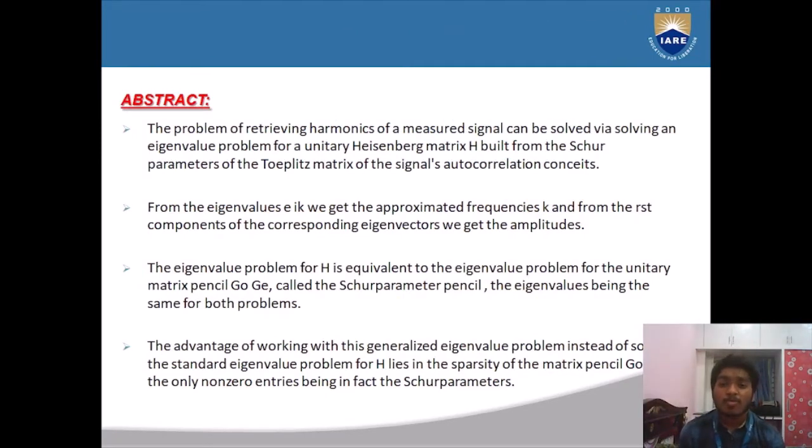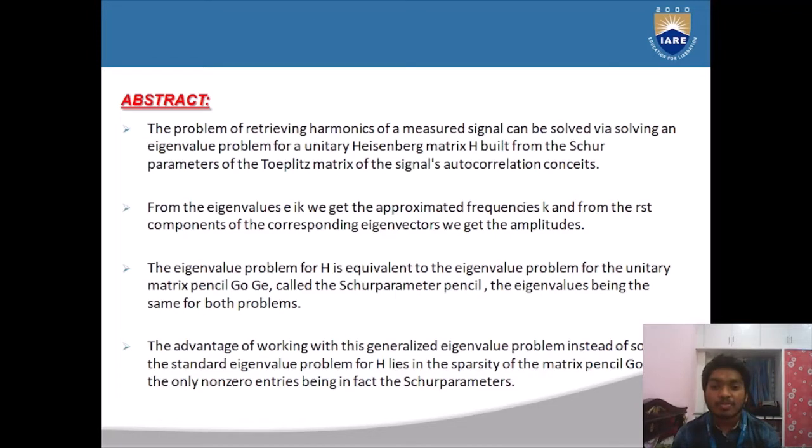Abstract. The problem of retrieval of harmonics of a measured signal can be solved via solving an eigenvalue problem for a unitary Heisenberg matrix H built from Schur parameters of the Toeplitz matrix of the signal's autocorrelation. From the eigenvalues e^{iθ_k} we get the approximated frequencies θ_k, and from the first components of the corresponding eigenvectors, we get the amplitudes.